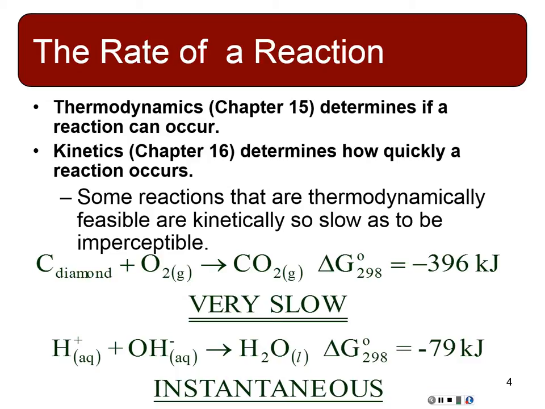It's lower than that, but that doesn't matter with respect to rate. Both of these are spontaneous. That negative tells you spontaneous, but it doesn't tell you anything about speed, but we know that this is fast. So it's showing you that delta G does not measure how fast a reaction is.